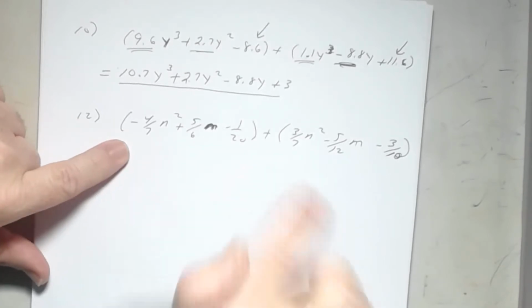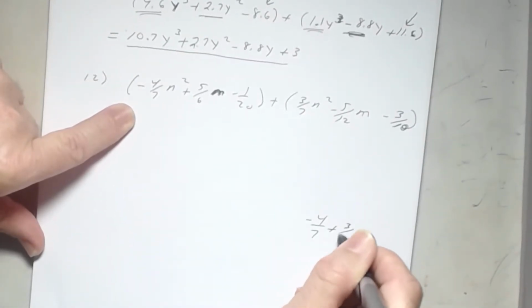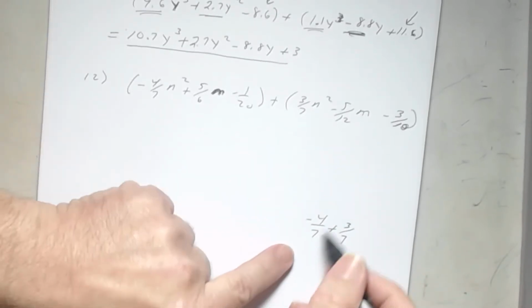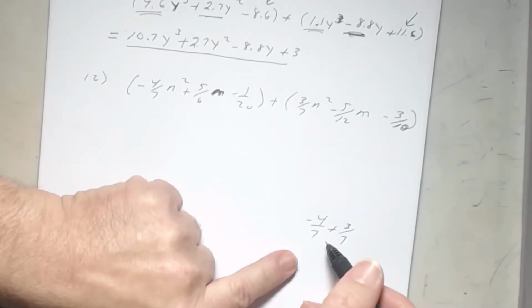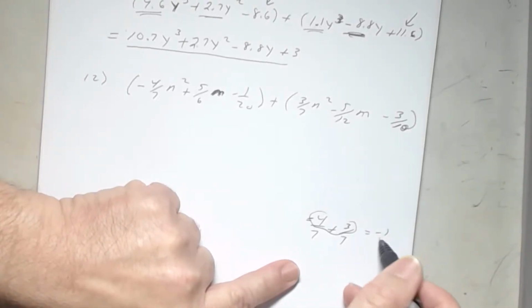Now I mean, you could have done this in your head, because notice this is negative 4/7 plus 3/7, correct? So I'm adding two fractions, so the denominator is already the same. So I just add their numerators together. What's a negative 4 plus 3? So this is just negative 1/7.